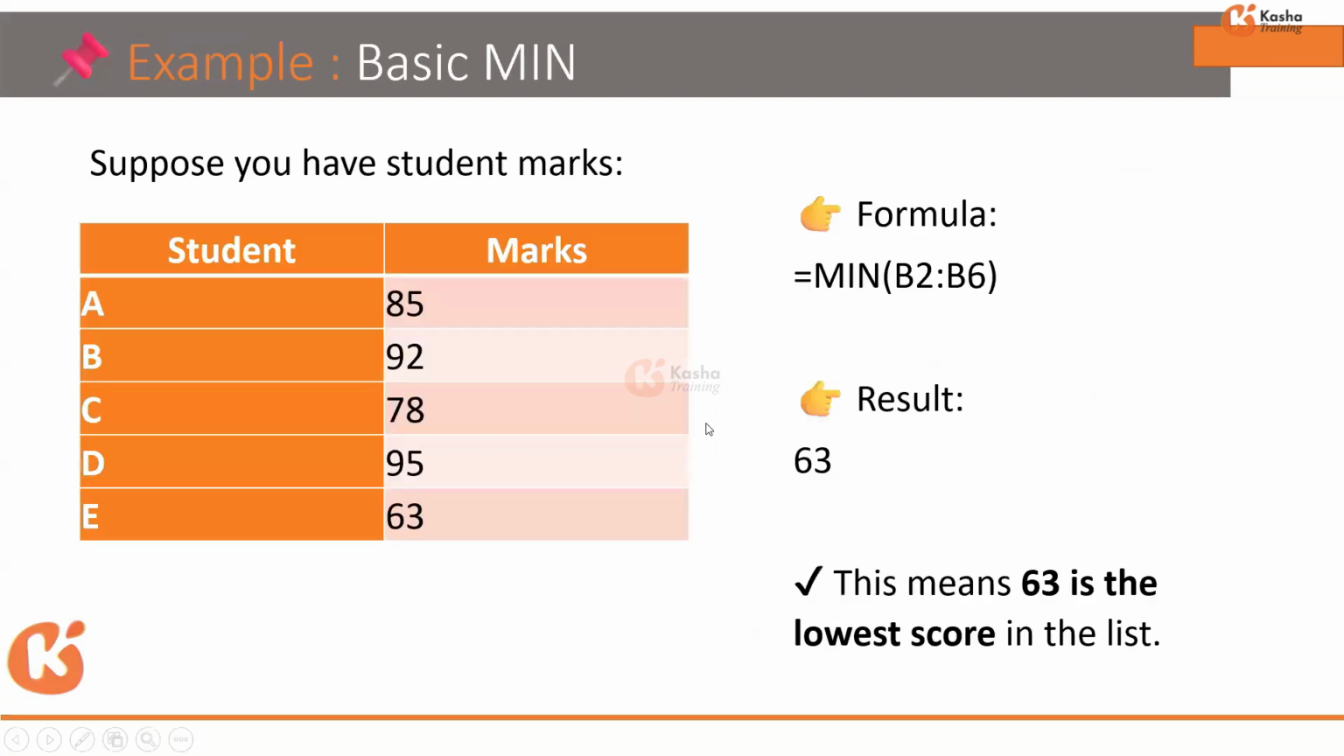Now, for example, here you can see you have students A, B, C, D, E, and you have their marks. These are the marks listed. You give this formula. This is a basic formula, but we will see from basic to advanced how we can calculate the basic minimum and also the advanced minimum formula. So here you will see the result. It is coming as 63, because this is the lowest value among all the student scores.